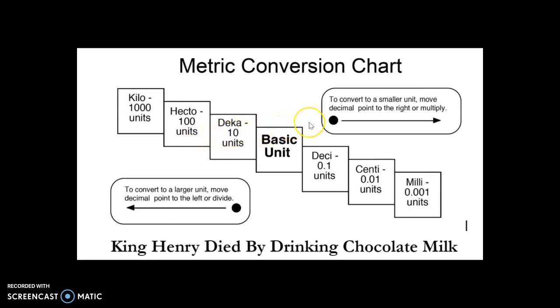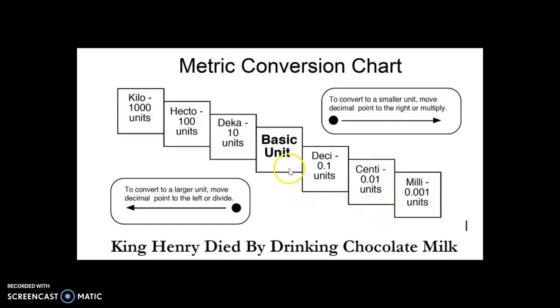So let's use a meter as an example. Let's say we start with a meter, and we want to know how many centimeters are in 1 meter. Well, if we go from our base unit, we would go to the right 1, 2 to get to our centimeter.